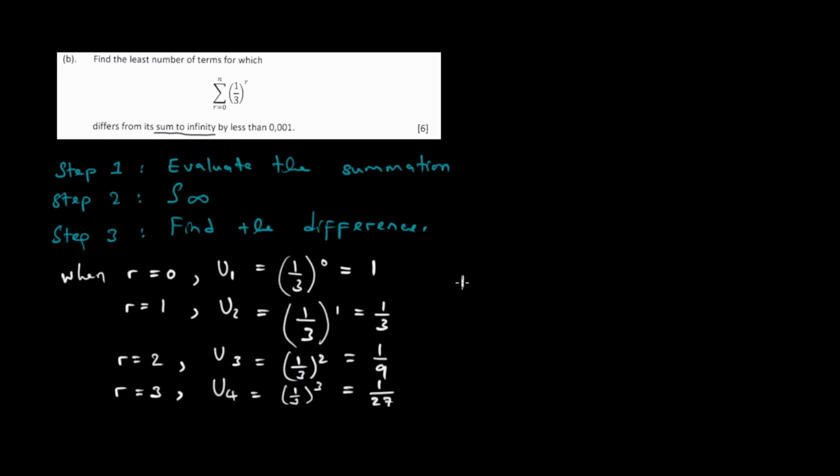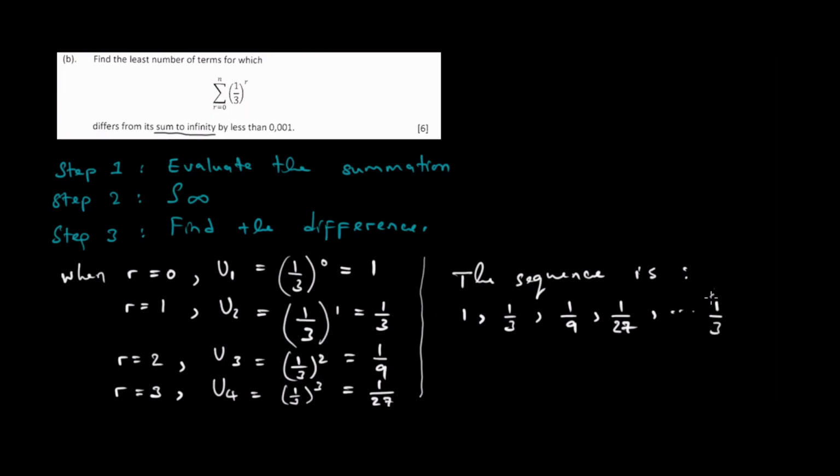Kureva kuti the sequence is 1, a third, a ninth, and a 27th, and so forth. Of course, panapa, we know from our mathematics that our last term is going to be a third to the power n. But kuziva last term is not that necessary, because tine imwe formula yai.